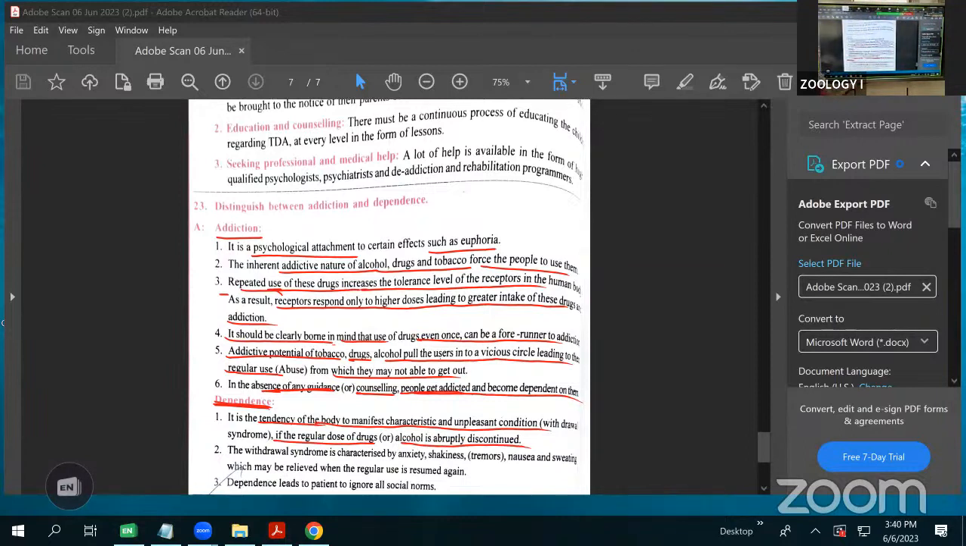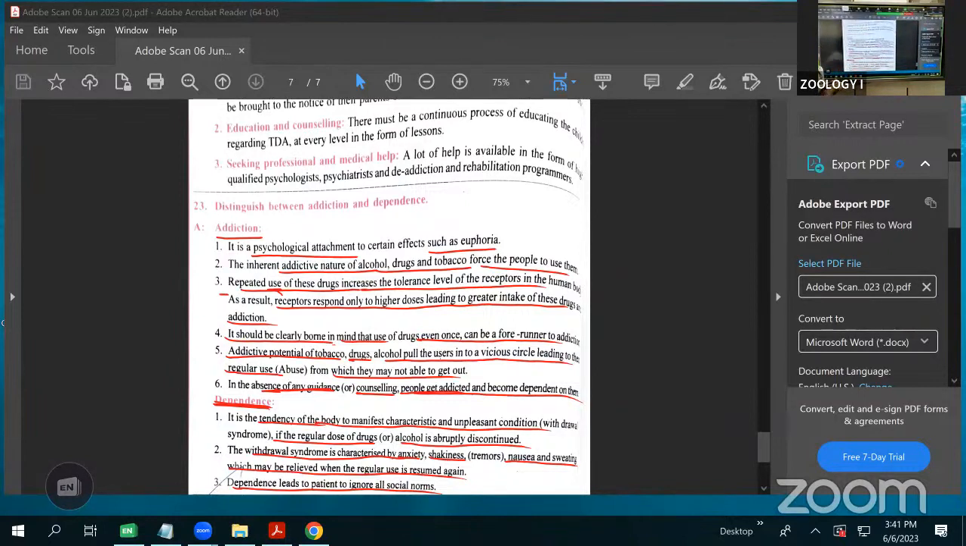Clear? Next, what are the symptoms? Withdrawal syndrome. The characteristics are that when they are not taking such drugs and tobacco, they get anxiety and shakiness, meaning shivering will occur, and also nausea and sweating, which may be relieved by the regular use of reconsuming again. Clear? Next, dependence leads patients to ignore the social norms, they do not follow them. This is called dependence.